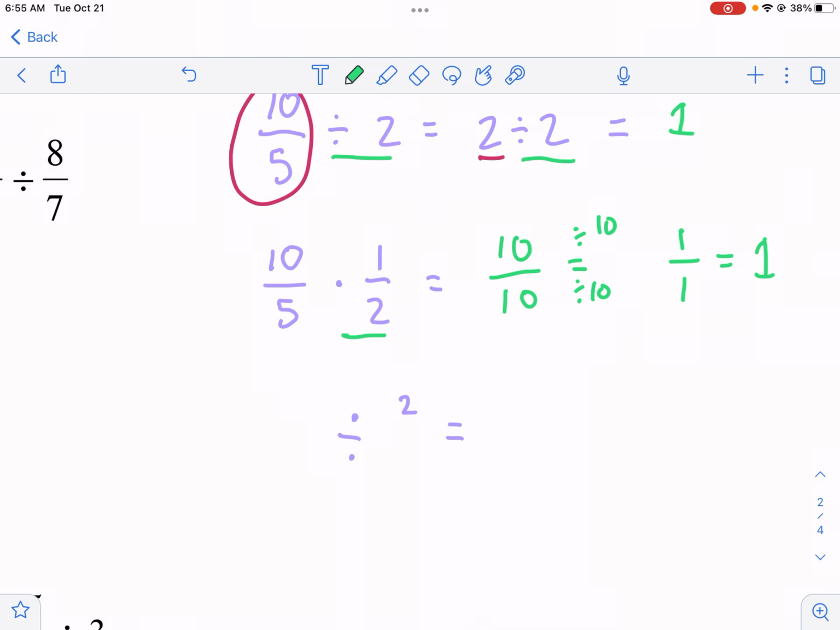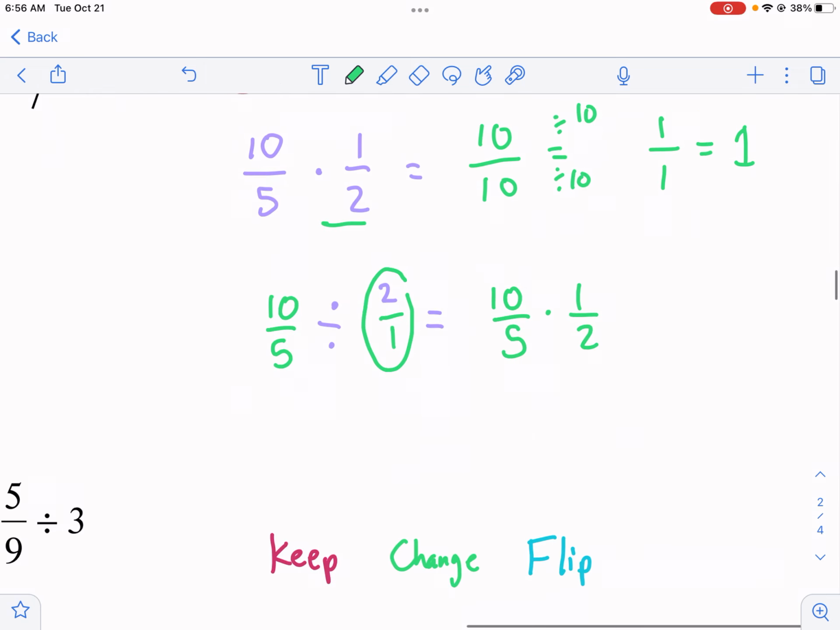Therefore, if we have 10 over 5 divided by 2 over 1. Notice how I put it 2 over 1, okay? Anytime you're dividing or multiplying and you don't have a fraction, you want to turn it into a fraction over 1. This is the same thing as multiplying by 1/2, okay? So notice how if I divide by a number, I am going to change it to multiplying by 1/2. See how those two numbers are related?